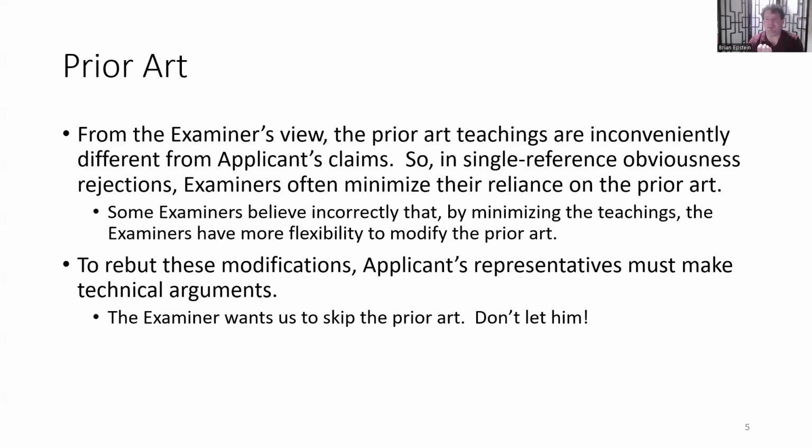So to rebut these modifications, applicants' representatives must usually make technical arguments, not a legal argument. And the reason is that the examiner wants us to skip over the prior art, right? He doesn't want us to conduct a detailed review because he knows that prior art is insufficient. So the advice is please don't let him do that.